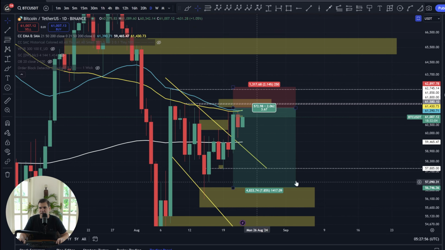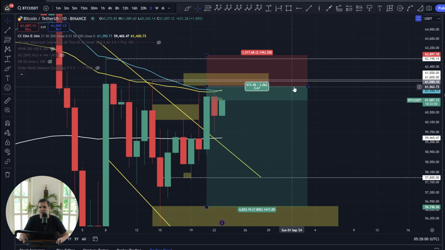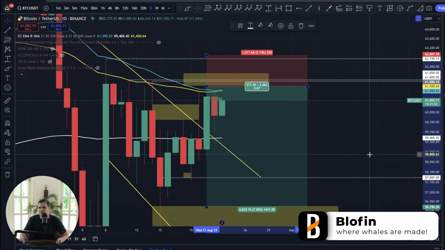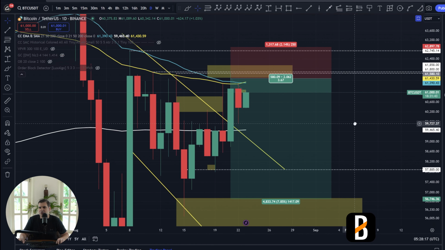Yesterday we were talking about that trade idea on the daily time frame, which essentially was to enter into a short position when we got to the 61,580 level, stop loss at 62,897, and take profit down here at the 56,750. So yeah, it's in profit at the minute, this trade idea.